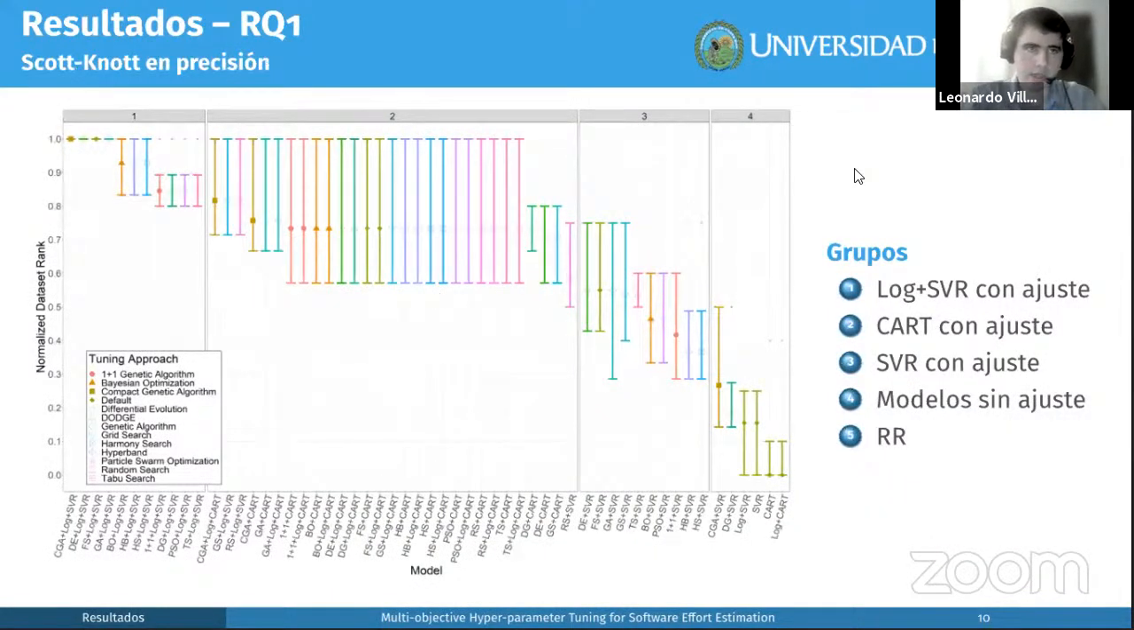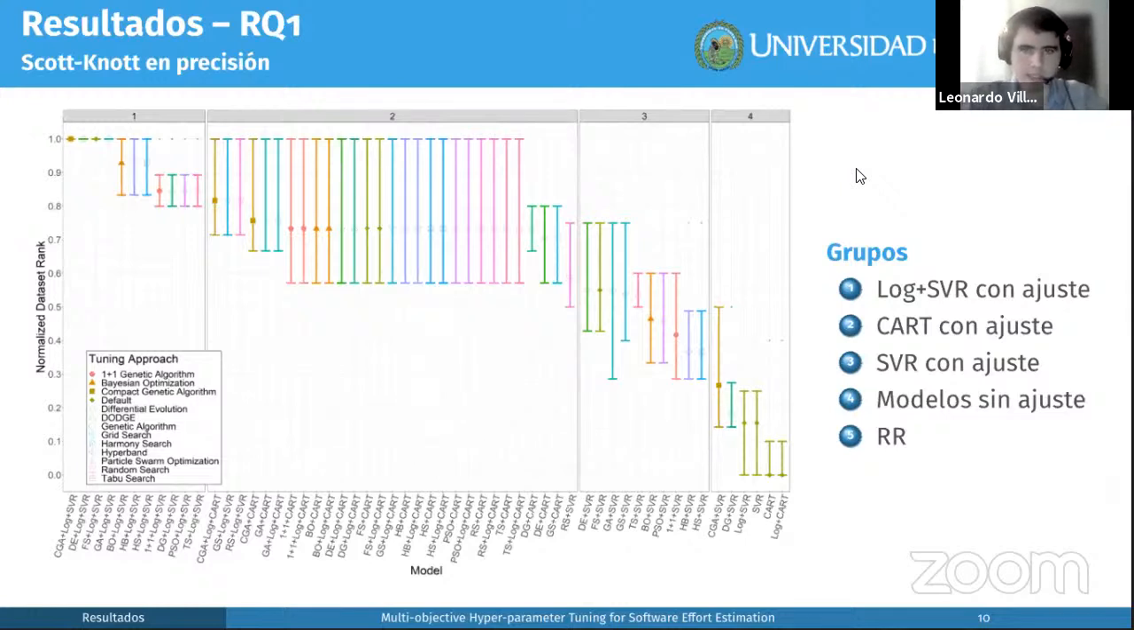Ese es el resultado del Scott-Knott sobre la precisión. Nada más que aquí omitimos los métodos de regresión para mayor legibilidad. El Scott-Knott produjo 5 grupos, donde el primer grupo, o sea, el más preciso, es el logaritmo de SVR con ajuste, como vimos también en la diapositiva anterior. El segundo grupo son principalmente constituidos por métodos CART con ajuste. El tercero, SVR sin logaritmo, pero con ajuste. Cuarto, los modelos CART y SVR sin ajuste. Y quinto, todos los métodos de regresión con ajuste y con y sin logaritmo.